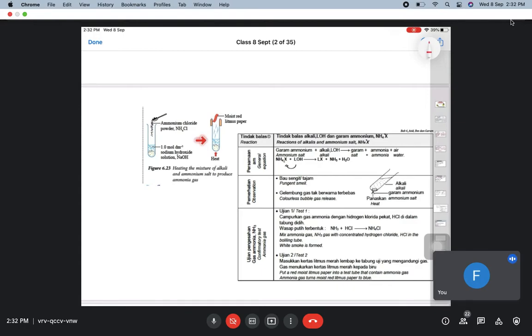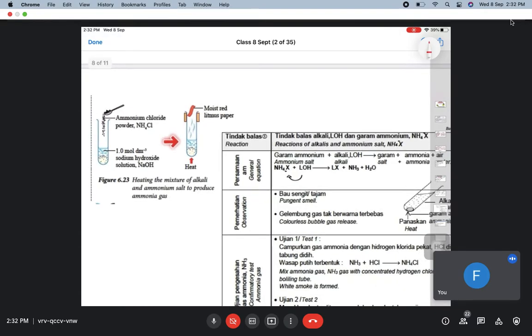When alkali reacts with ammonium salt, this is how you do the experiment. You pour 1.0 mol per dm cube sodium hydroxide into a test tube and then you add ammonium chloride powder. So ammonium chloride powder is the ammonium salt, and this is your alkali. The products you will get are salt, water, and ammonia gas.